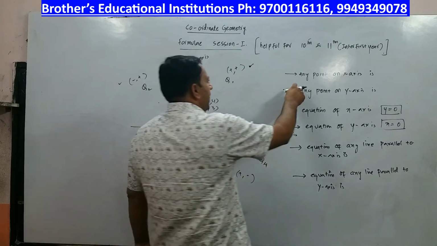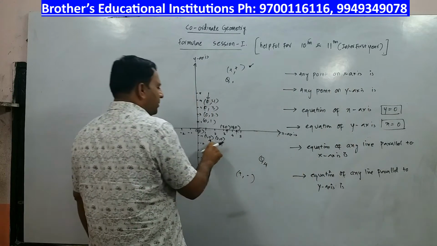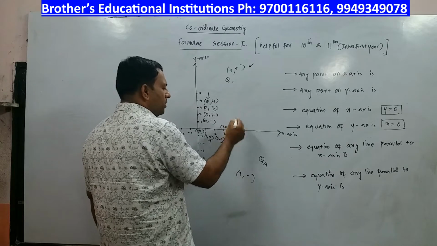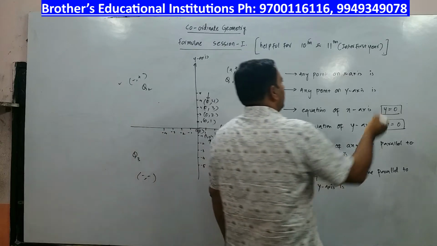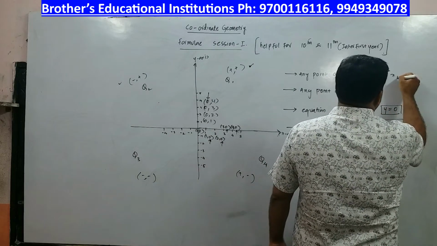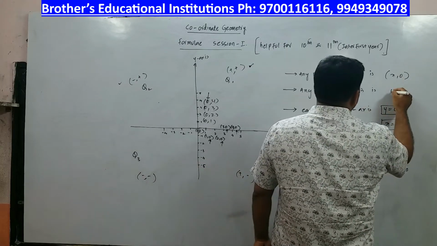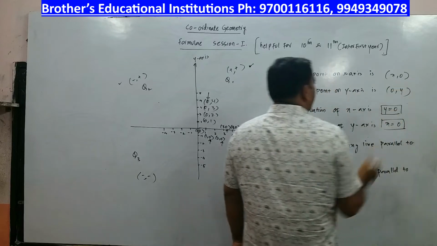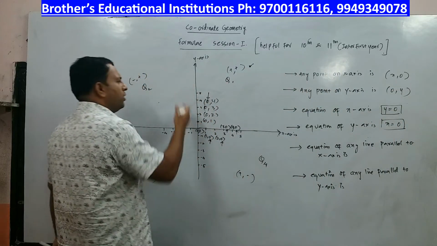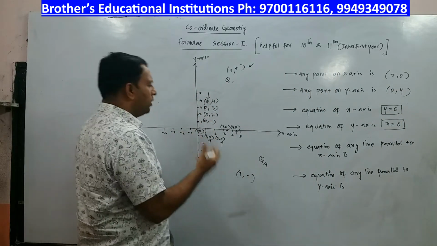Now, if I ask you for any point on the x-axis, you will say (1, 0), (2, 0), (3, 0), (4, 0). What do you mean? Any point is of the form (a, 0) or simply (x, 0). Any point on the y-axis is of the form (0, y), or you can write (0, b). So that is what you should try to understand.